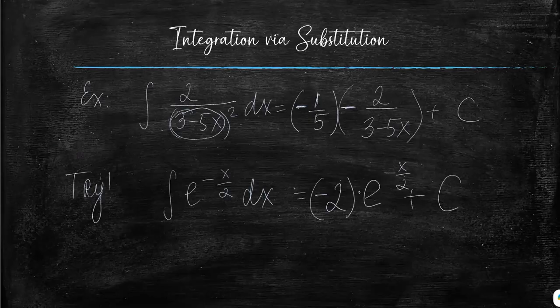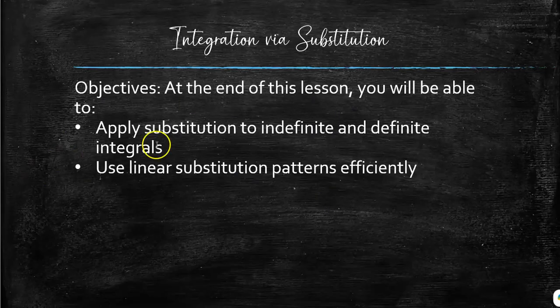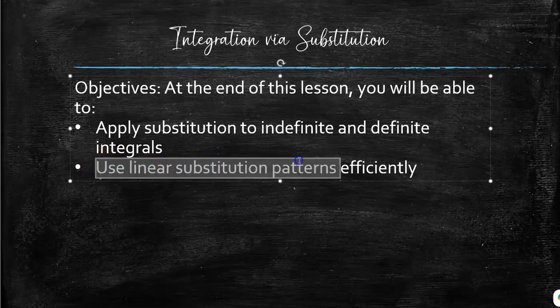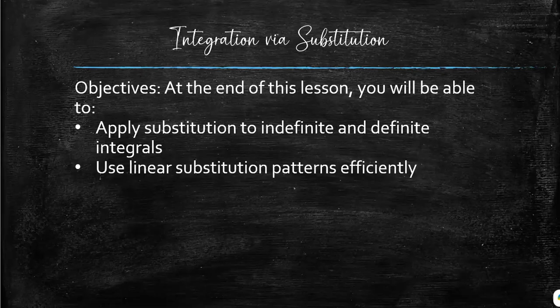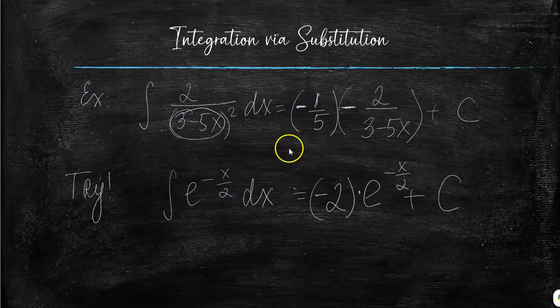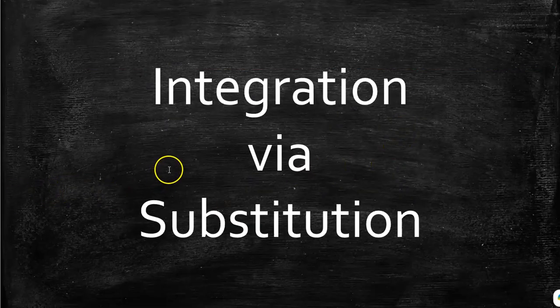So this is, again, what we called linear substitution. And one of the objectives at the beginning was using linear substitution patterns efficiently. This is an efficient way of using the linear substitution pattern. Now, as you have seen in this lesson, substitution is a powerful tool. We're about to finish this lesson, which unlocks a whole new range of integrals. In a similar way, the chain rule unlocked a whole new range of derivatives for us earlier in this course.